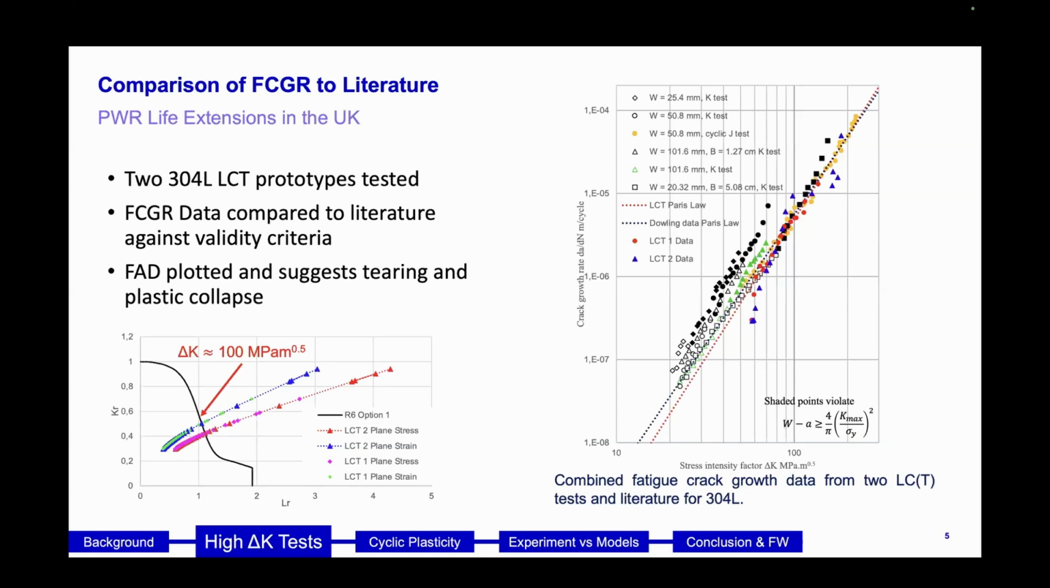The other thing that's interesting about this graph is that every point that is filled violates the criterion on a valid measurement. So in theory, we have a lot of data here that is influenced by plasticity effects, and yet there is good agreement throughout. I also plotted the failure assessment diagram for these two tests. And this diagram predicts the onset of ductile tearing around 100 megapascal root meters. So again, we have something pointing towards plasticity effects.